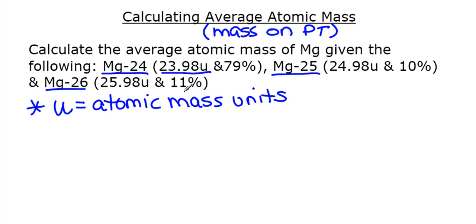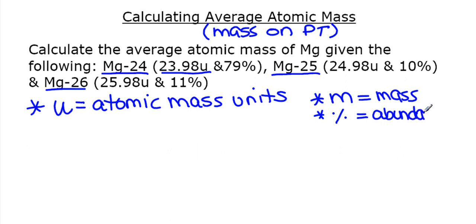We're going to use a few different symbols for this, so we'll write down a formula. We're going to see U with our units, but there's going to be an M. This is going to be for mass. And then we're going to see percentage, which means abundance. Here we have 3 isotopes, so we're going to need 3 parts to our formula. The formula starts off with average mass.